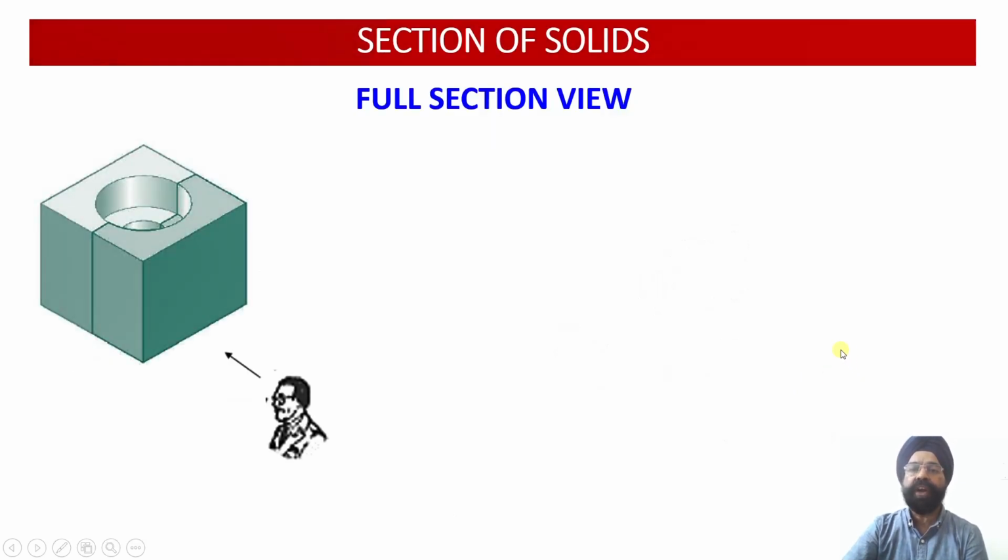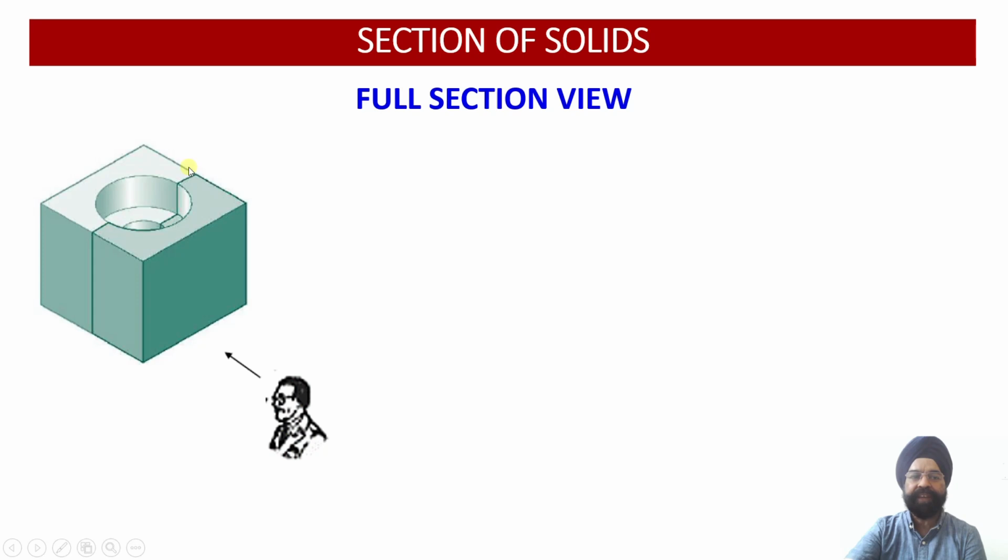Now there are a number of ways in which solids can be cut in order to have a clearer understanding or a clearer picture of the internal details of the components or the object. The first method is called full section view. In the full section view, we have the object available with us. Now we are going to cut this.